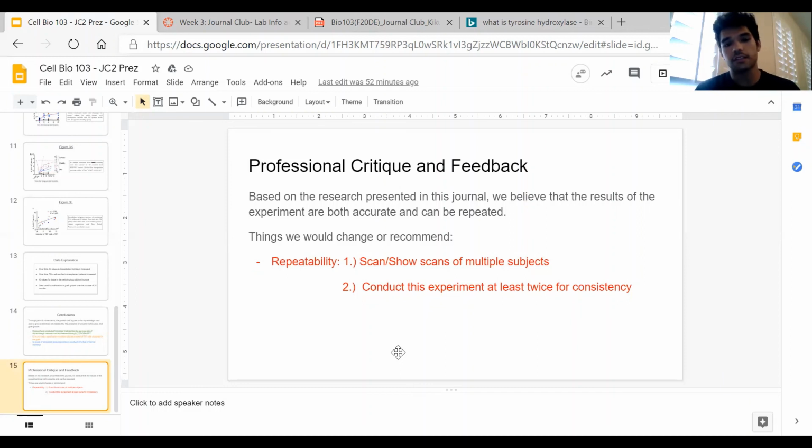So I definitely think that if they conducted this experiment at least twice, it would show that their methods and their process is consistent, and it would give a lot more credibility to what they're saying. Not saying they're not credible now, I'm just saying it would definitely be more compelling to show that you could do this over and over multiple times if you needed to.